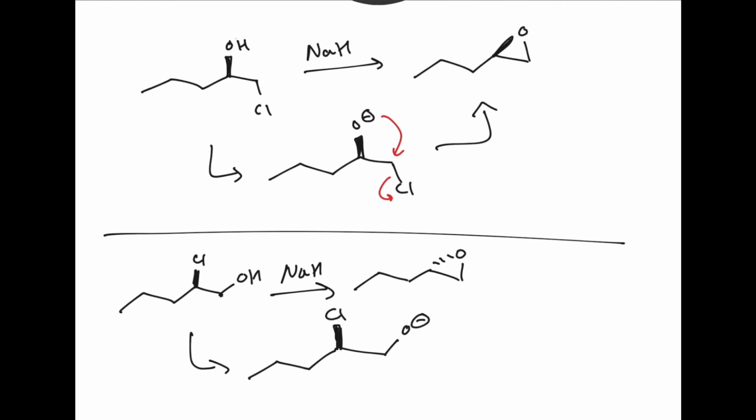What if both the halide and the oxygen have stereochemistry? I'm glad you asked. Here, my halide and my oxygen are on opposite sides, so I can do my Sn2 reaction and I can make my epoxide.